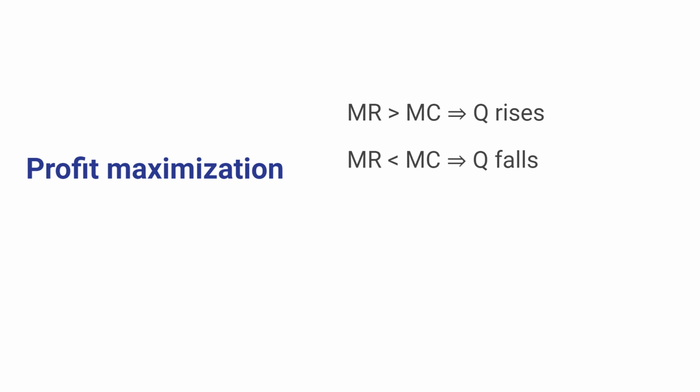On the other hand, if the additional revenue, the marginal revenue from the last unit, is less than the additional cost of producing it, the marginal cost, then the firm would have higher profits if it produced less output, and a profit maximizing or loss minimizing firm will produce less output.